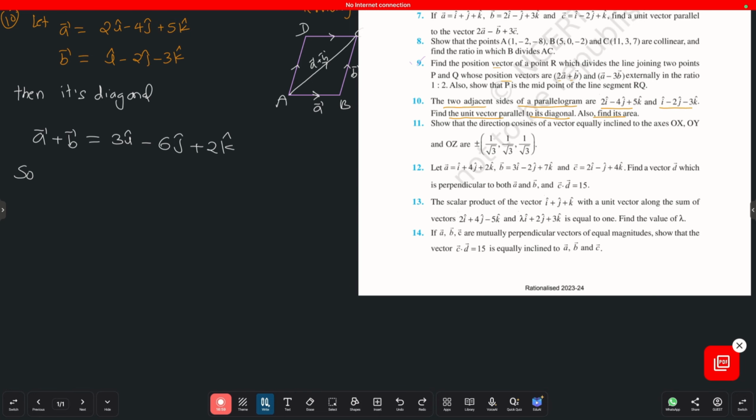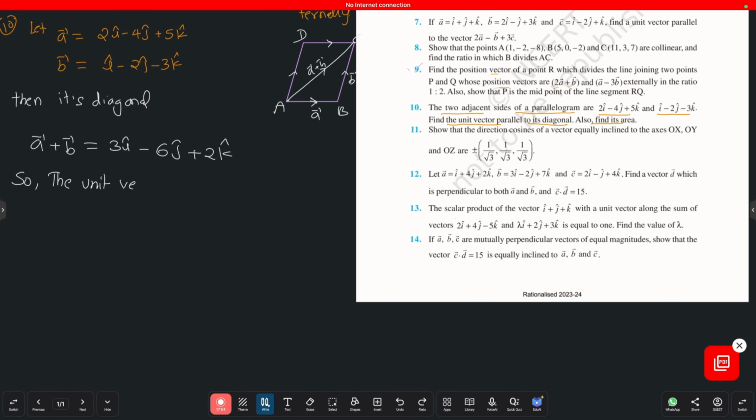So the unit vector parallel to its diagonal. Okay, let's give it another name, say C vector.